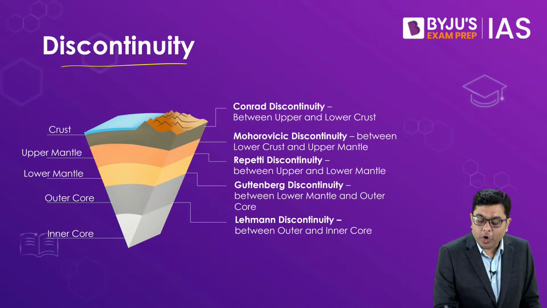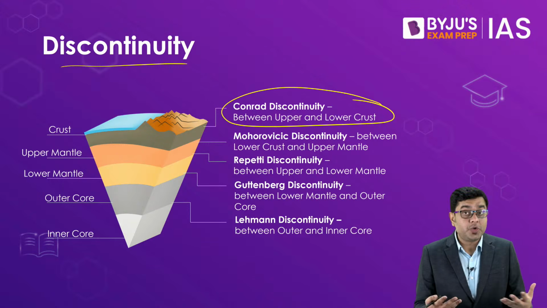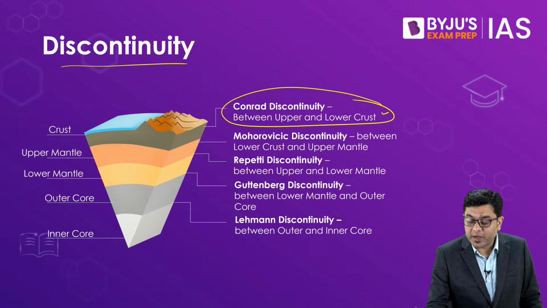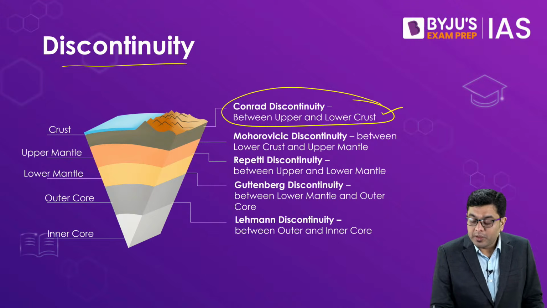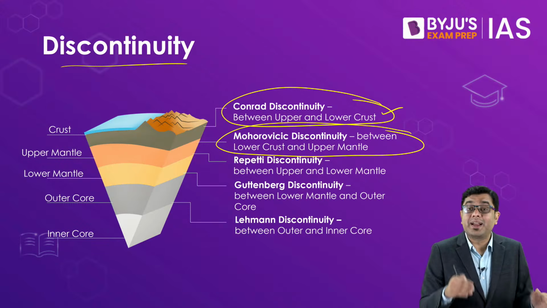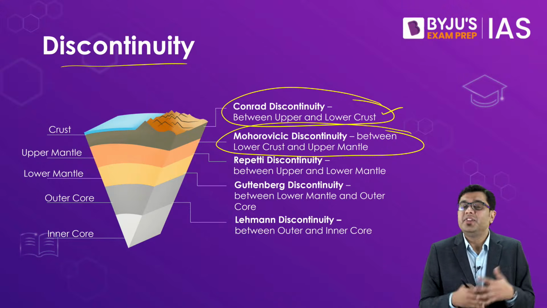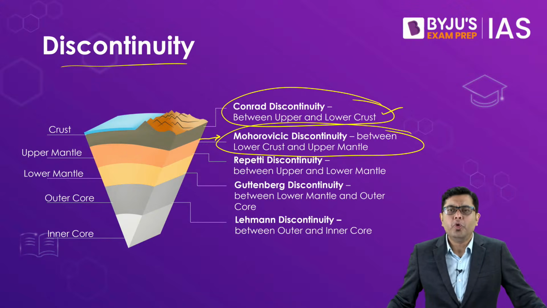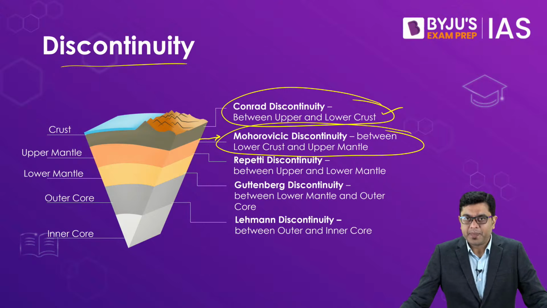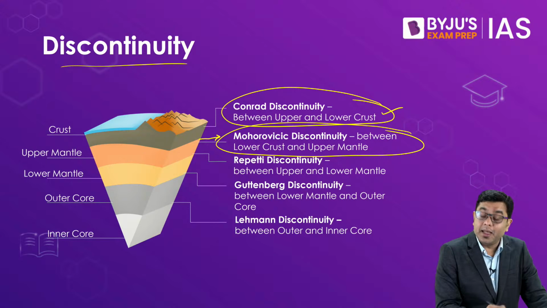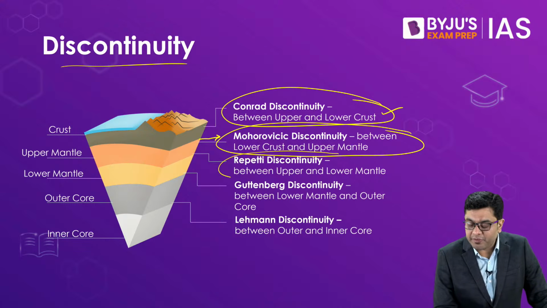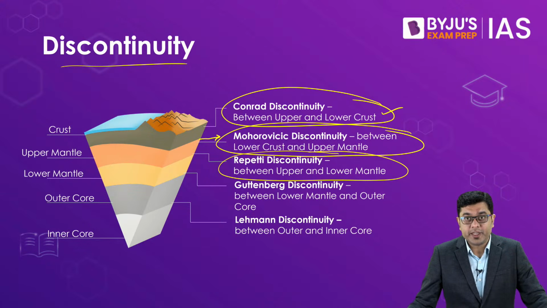For example, the Conrad discontinuity distinguishes the layering between the upper and the lower crust. When we talk about the discontinuity between the crust and the mantle, that is what is referred to as the Moho discontinuity or Mohorovičić discontinuity. Then again, between the upper mantle and the lower mantle, here again you have a discontinuity, and that is what we refer to as the Repeti discontinuity.